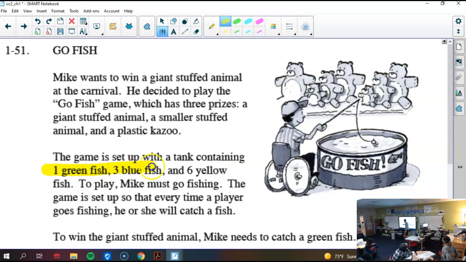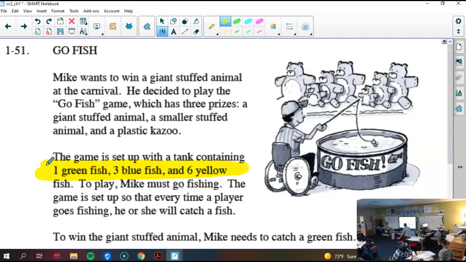Alright, pause, hold up. Write this down in some way on your paper. 1 green, 3 blue, 6 yellow. Then each sheet can keep reading for us. To play, Mike must go fishing. The game is set up so that every time a player goes fishing, he or she will catch a fish. To win the giant stuffed animal, Mike needs to catch a green fish.